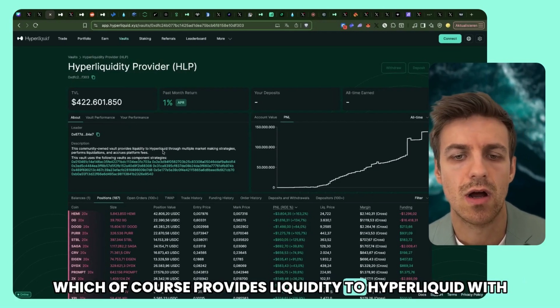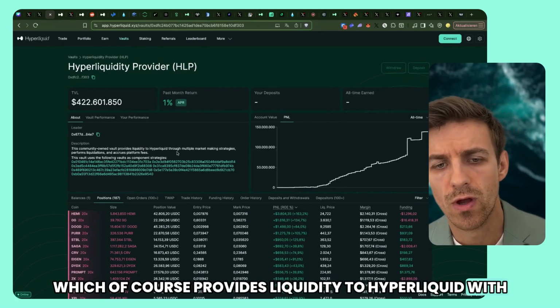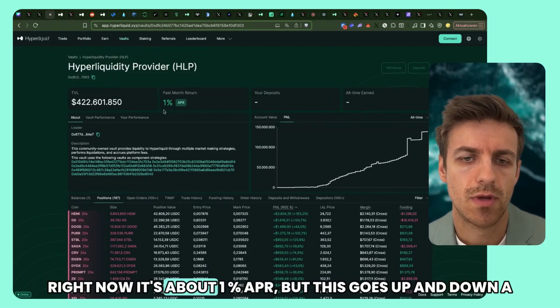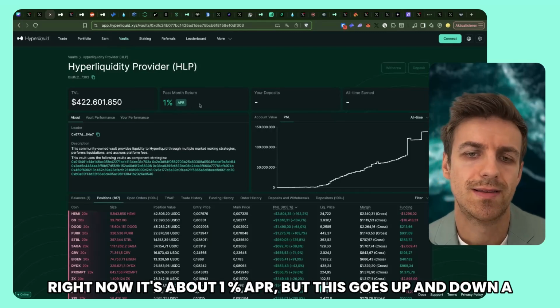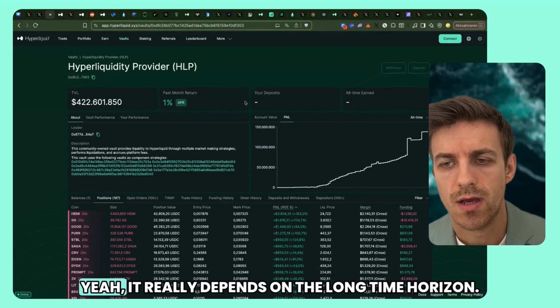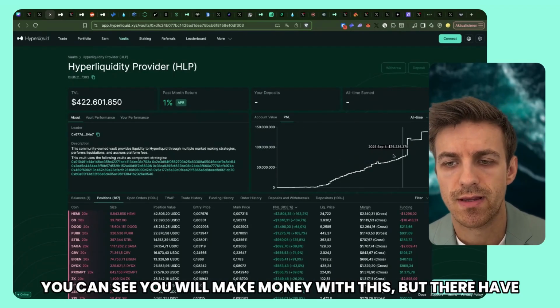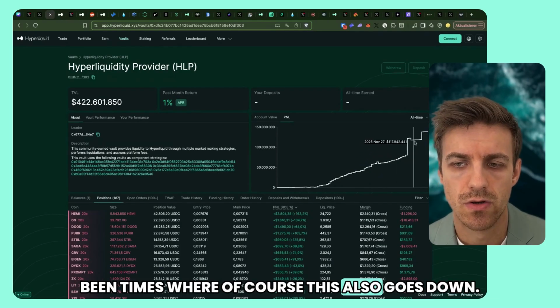Of course, it provides liquidity to Hyperliquid with multiple market making strategies. Right now, it's about 1% APR, but this goes up and down a lot. Yeah, it really depends on the long time horizon. You can see you will make money with this, but there have been times where, of course, this also goes down.